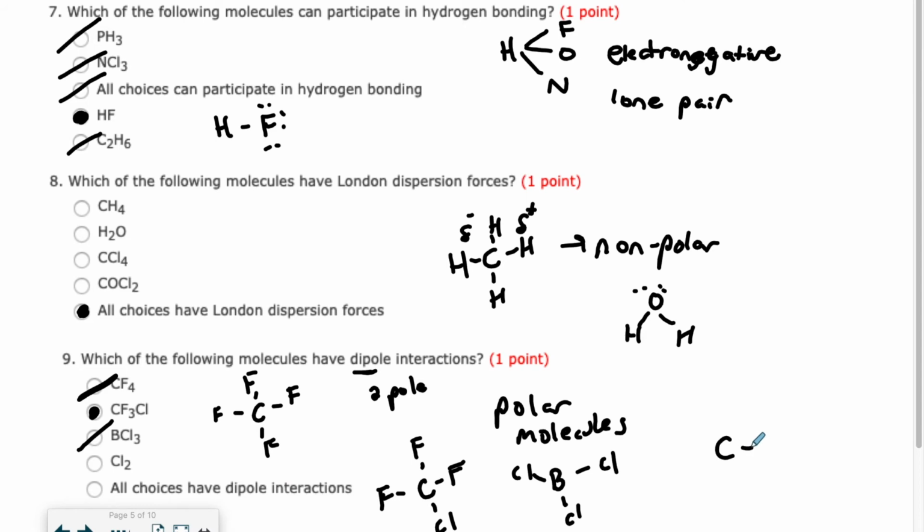And then finally, you had Cl2. So if these 2 chlorines are bonded to each other, that is definitely a nonpolar bond and a nonpolar molecule. They're going to have the same exact desire for electrons, so that doesn't make sense either.